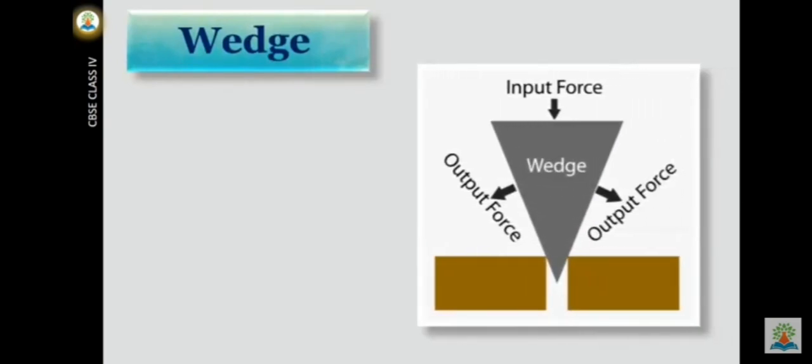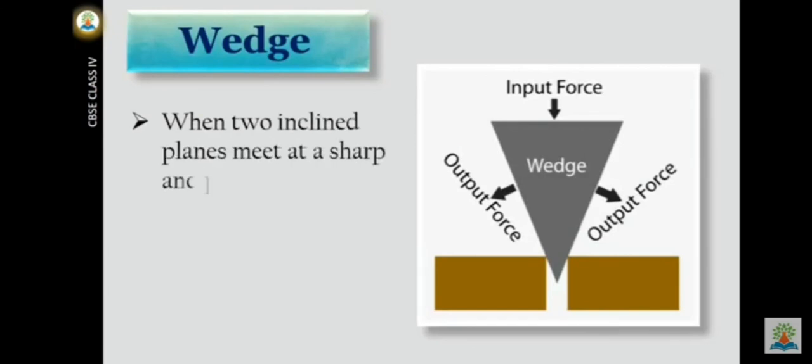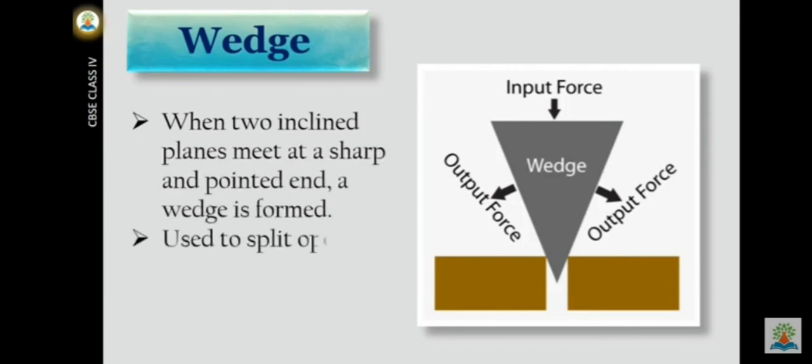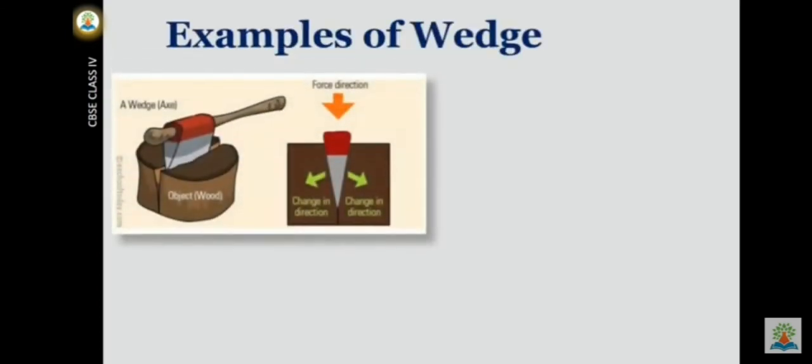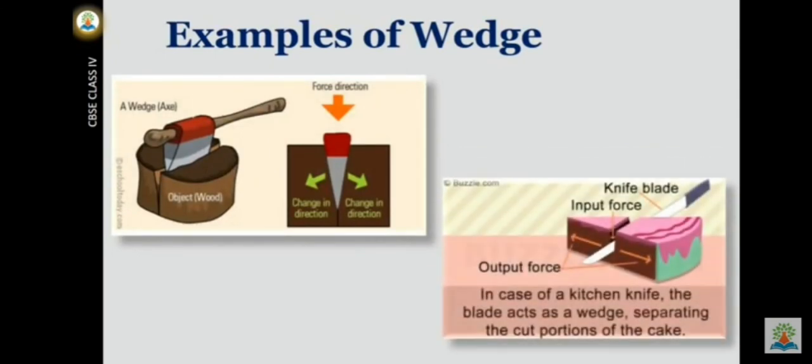Now the wedge. A wedge is formed when two inclined planes meet at a sharp and pointed end, and in this way the wedge is formed, and it is used to split an open object. Beta, a wedge is used to cut materials apart. So it has a sharp end, and the examples of it are knives, forks, axes, and the kitchen knife is an example of it, and the blade acts like a wedge when we have to cut things.